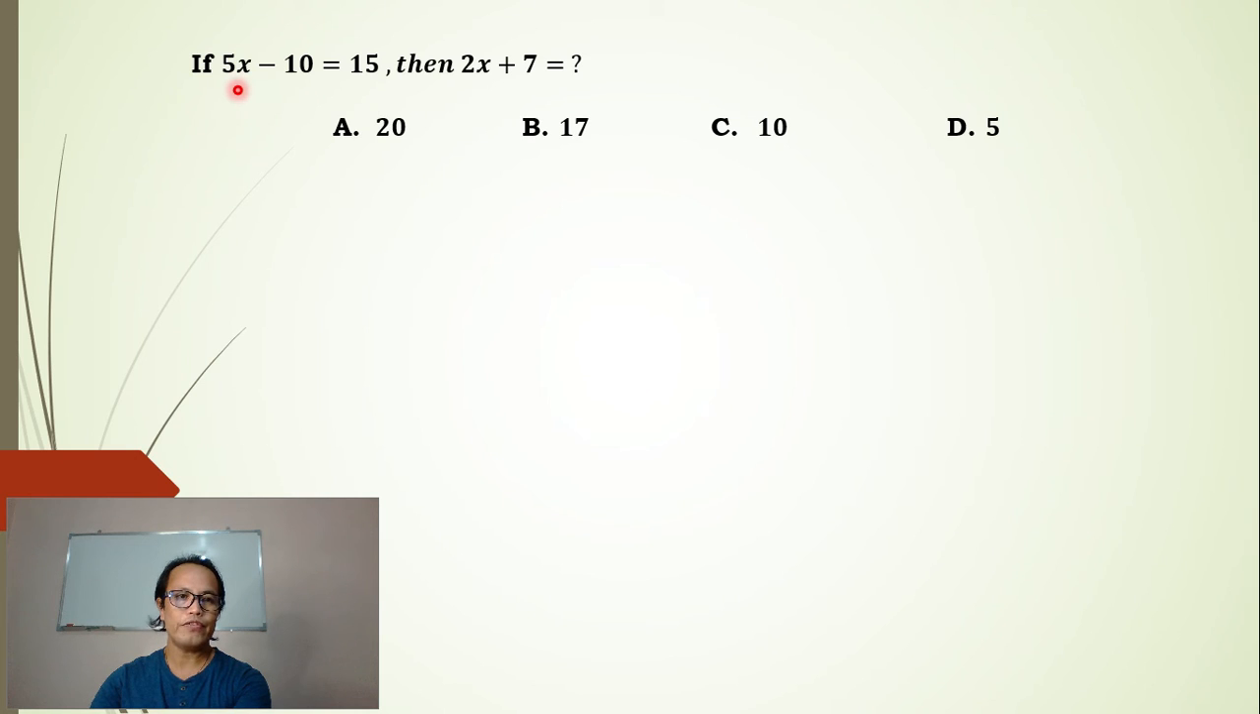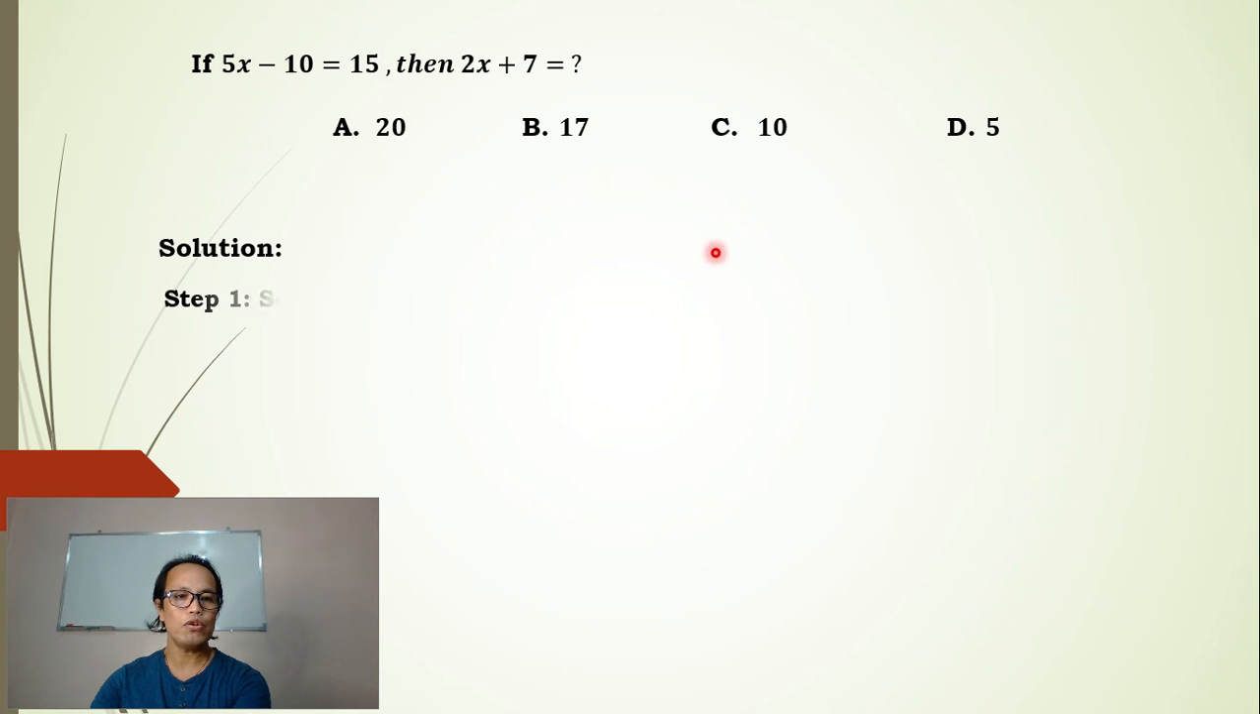We are given the first equation, 5x minus 10 is equal to 15, and the second equation, 2x plus 7 is equal to blank. That means the result of the first equation shall determine the value of the second equation. So, A, 20, B, 17, C, 10, D, 5.